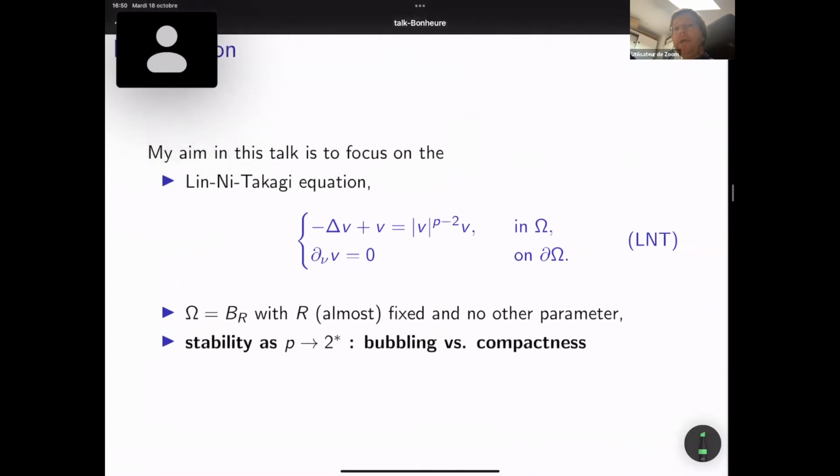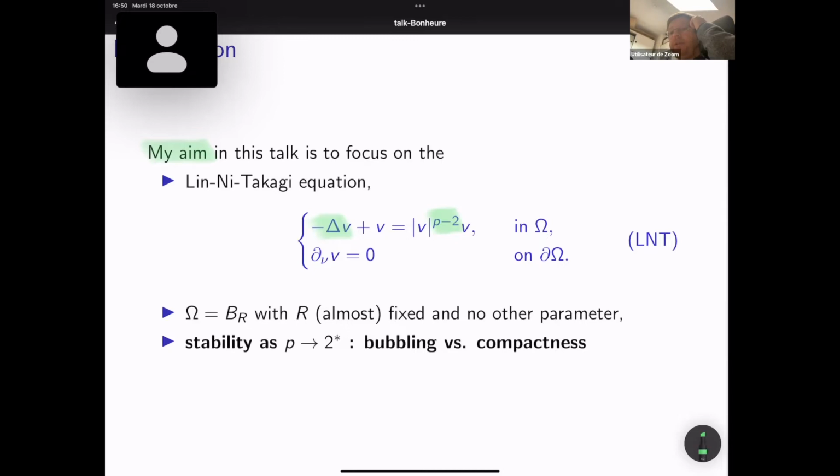Now, my aim today is a bit different, in the sense that I'm not going to play with the size of the domain omega. So I'm not going to play with a parameter in front of the Laplacian, and I'm not going to use another parameter lambda in, let's say, the linear term or multiplying the nonlinear term. I'm in fact looking at the Lin-Ni-Takagi equation, and I will play with the power p.